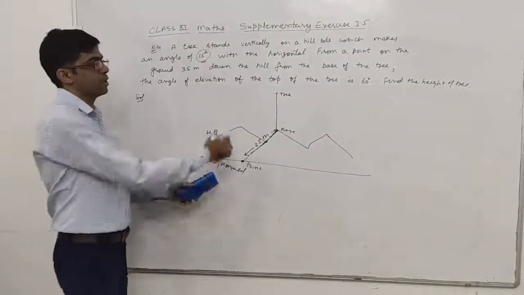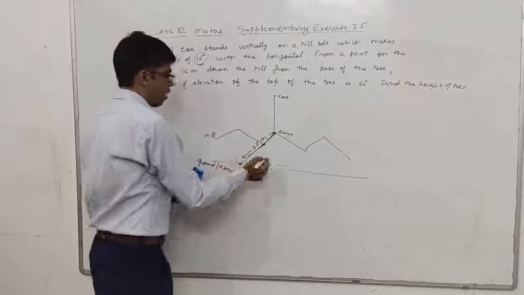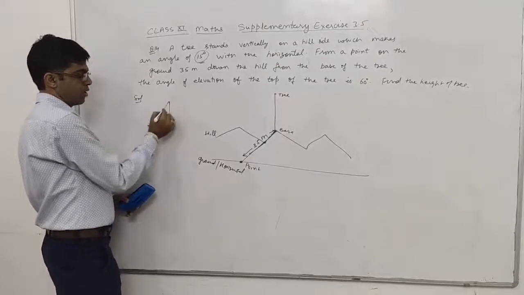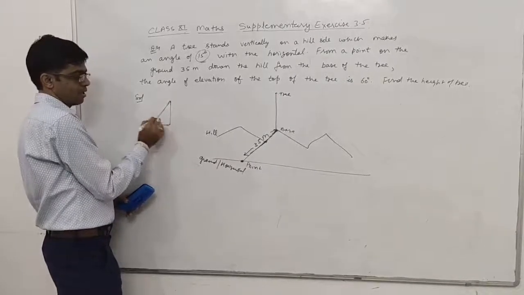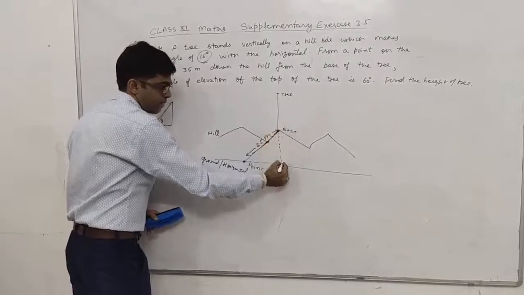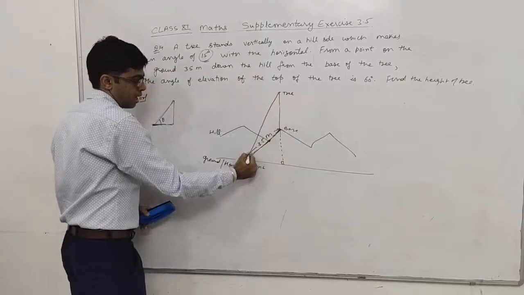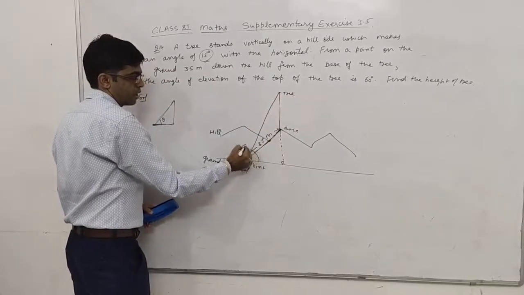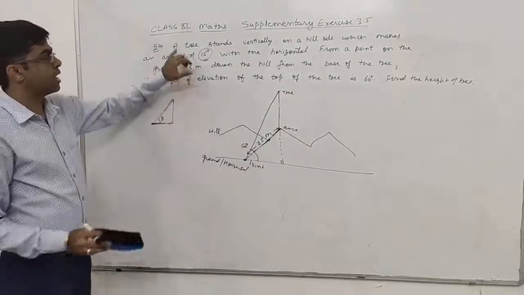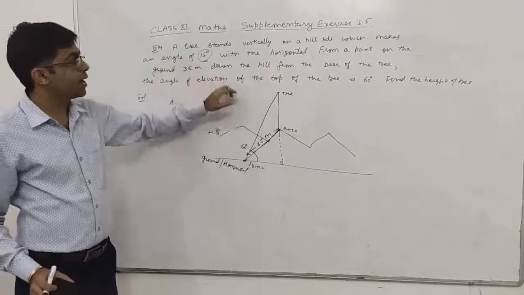The angle of elevation is now from the top of the tree. Okay? Always the angle of elevation is made with the ground level, the angle is formed with the horizontal. So this is the whole height, I have drawn it once. This is 90 degrees and this is the angle of elevation, 60 degrees. Complete angle. Now the first line says that the tree stands vertically on a hillside, correct? Which makes an angle of 15 degrees with the horizontal.